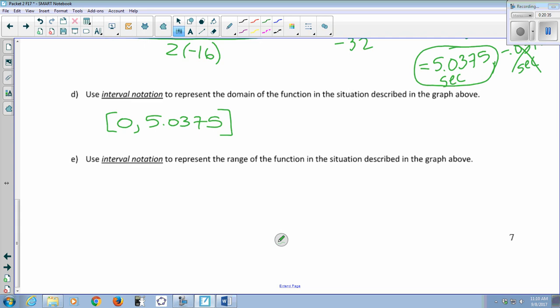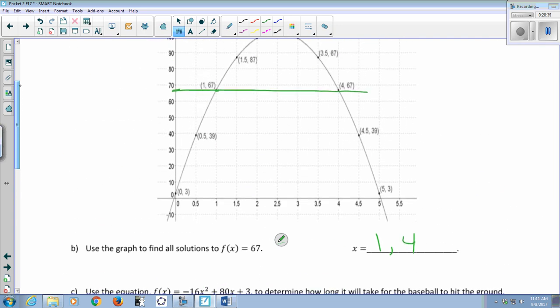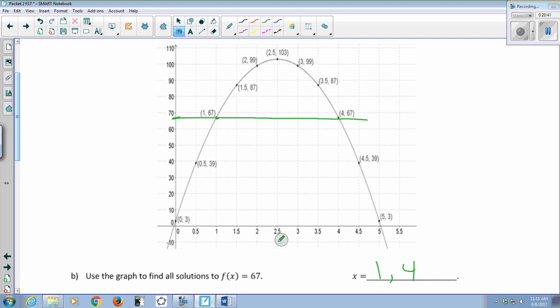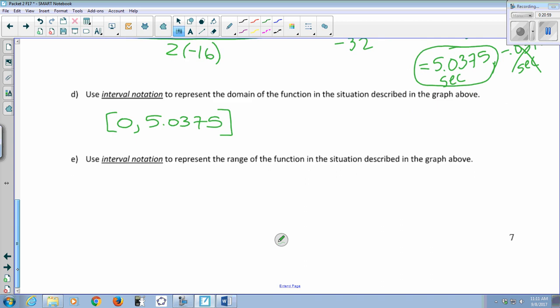And then interval notation to represent the range. Well, let's look at the graph. The range is the smallest y value to the biggest. But in this physical situation where we're measuring the height of a baseball, the lowest it can be is on the ground. So that would be 0 height off the ground. And then its highest point is 103 feet off the ground. So we've got 0 to 103. And it achieves both of those heights, so we include it with a square bracket.